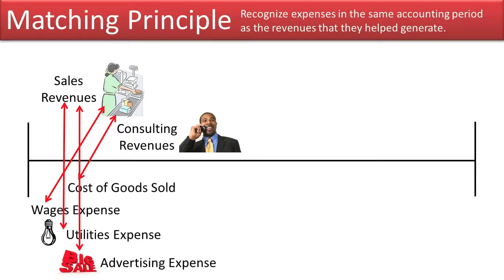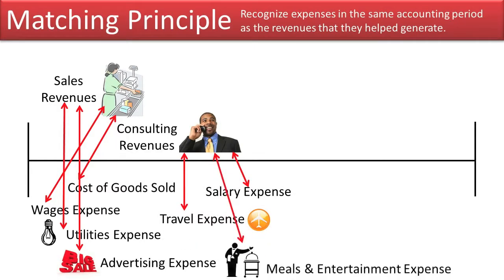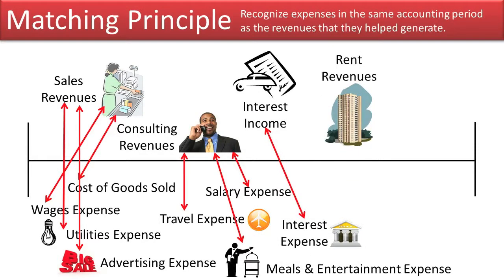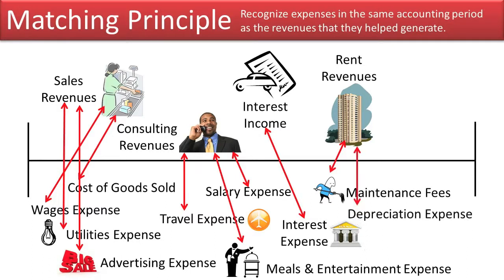Consulting revenues. Some related expenses might be salary expense, travel expense, meals and entertainment expense. Interest income for a bank. One of the key related expenses for a bank that helps to generate interest income is their interest expense. Rent revenues. Some of the related expenses to a landlord of generating rent revenues are the maintenance fees, as well as depreciation expense. This simply represents a spreading of the depreciable cost of the building over the many years that the building will provide benefits.